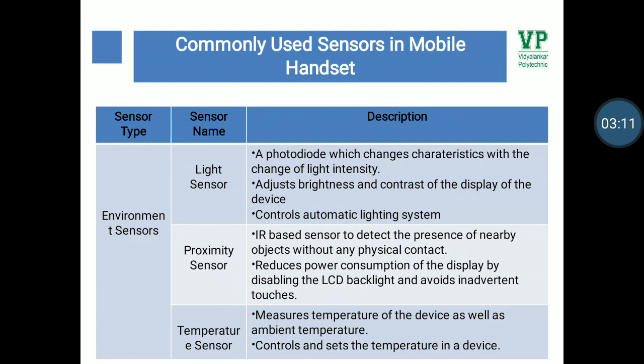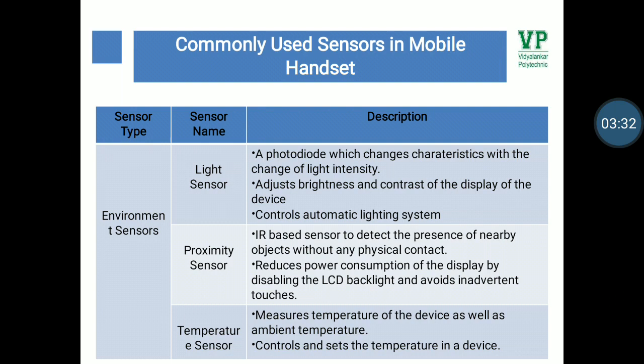Proximity sensor. It is able to detect the presence of nearby objects without any physical contact. It is comprised of an infrared LED and an IR light detector. It also allows you to turn off your display during calls when you bring your phone into contact with your ears.